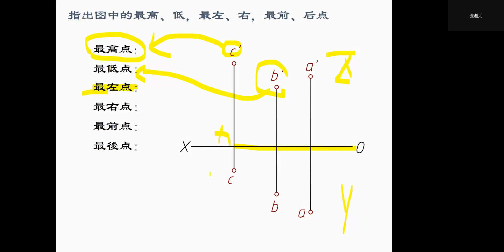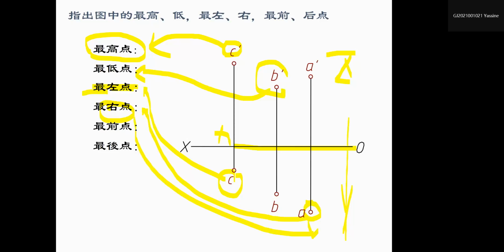Which direction is left? Which one is left? Yeah. Left is C. So this one is C. Right is C. Yeah, right is A, right? You are right. Okay. Front. Which direction is front? Remember? Front. This direction. So which one is on the front? Is A, yeah? A is on the front. Which one is the back? C is back. So C is back, okay.